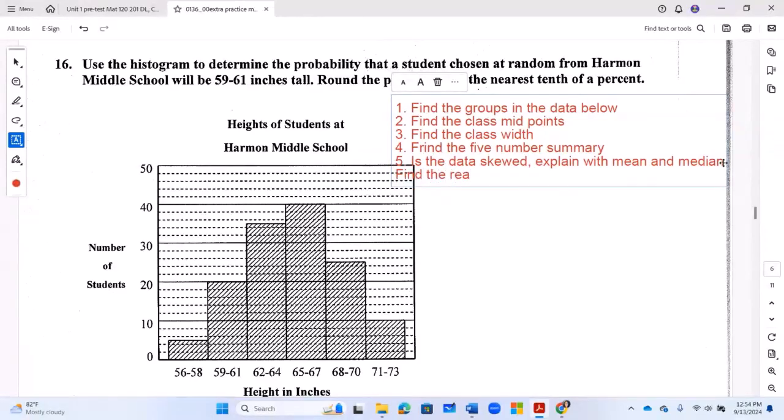relative frequency. And the relative frequency of each group or class. Of each class.